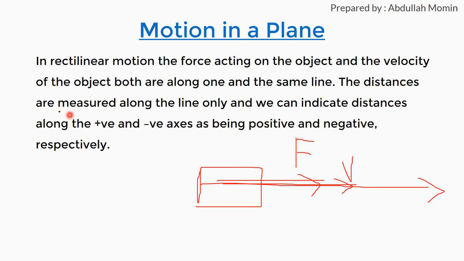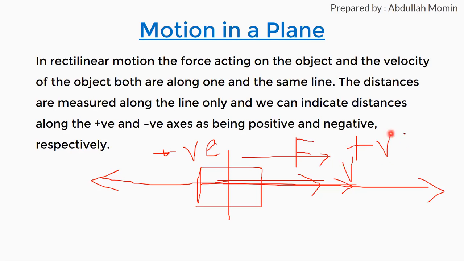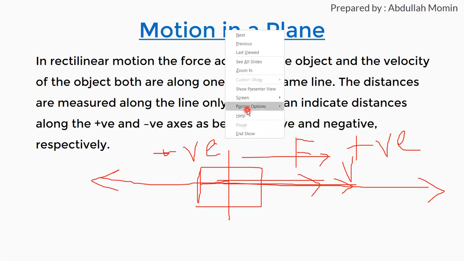The distances are measured along the line only, and we can indicate distance along the positive and negative axis as being positive and negative respectively. So if the object is moving in the opposite direction, we will consider this as negative, and if it is moving in the forward direction, we will consider it as positive.